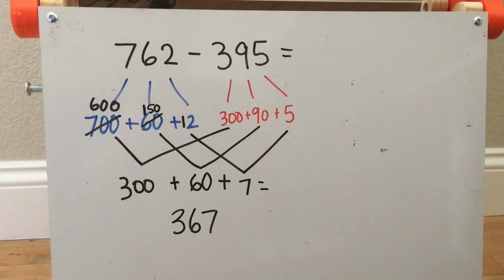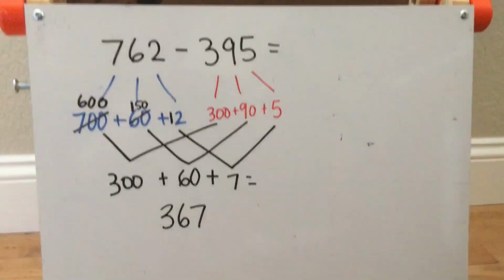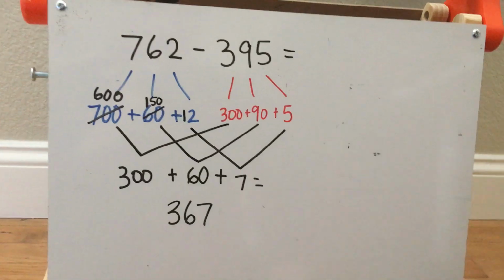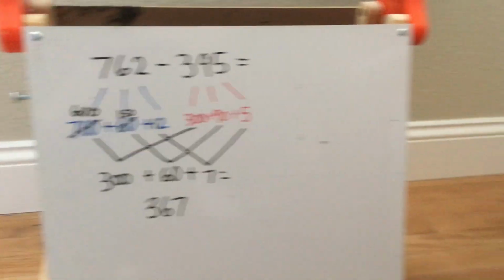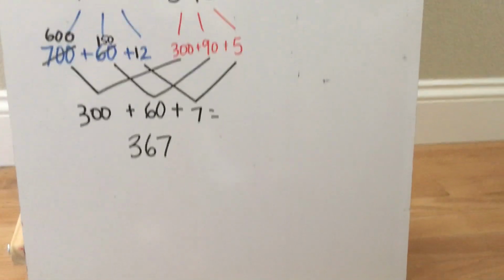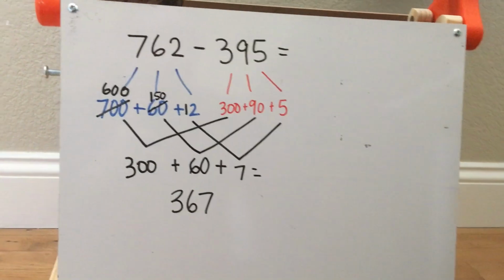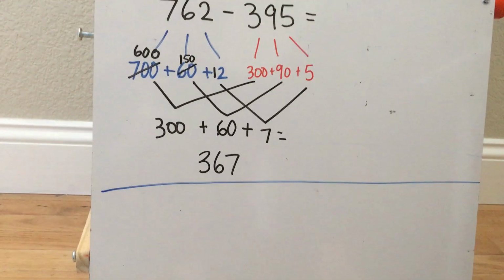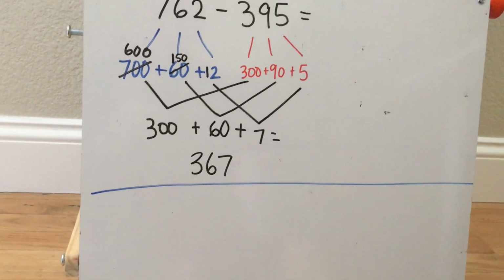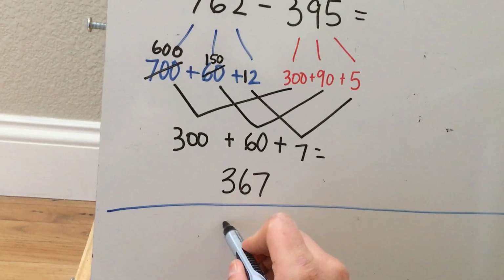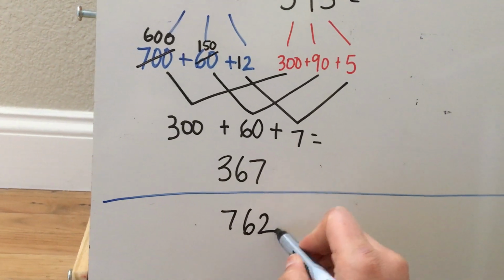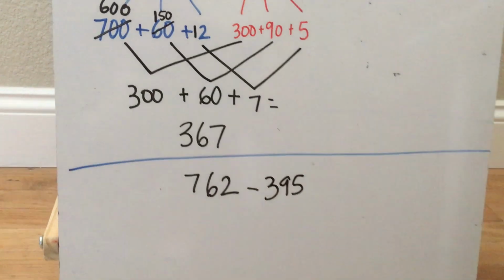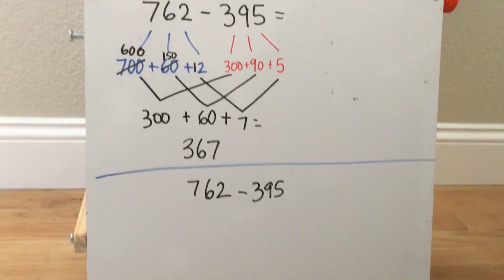Okay, so that is deconstructing numbers and subtracting. I want to show a different strategy that some of my students have been using, and I want to show how it's connected to deconstructing numbers. Okay. So let me draw a line across to separate our board. Same problem, 762 take away 395. I'm still writing it in a horizontal way.